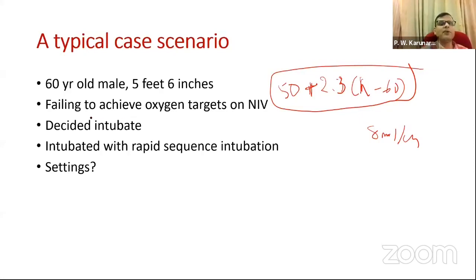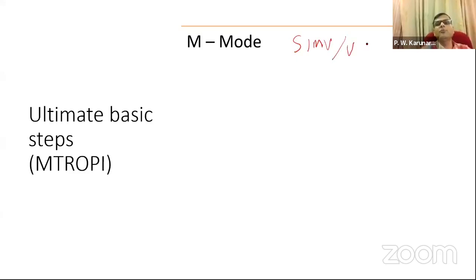And this patient is failing to achieve oxygen, and somebody decided to intubate, and they intubated with rapid sequence intubation. Then what are the settings we are going to check? Once again, I told you how to set it. Look for the mode. So you set SIMV volume control. You try to figure out how to set that one.